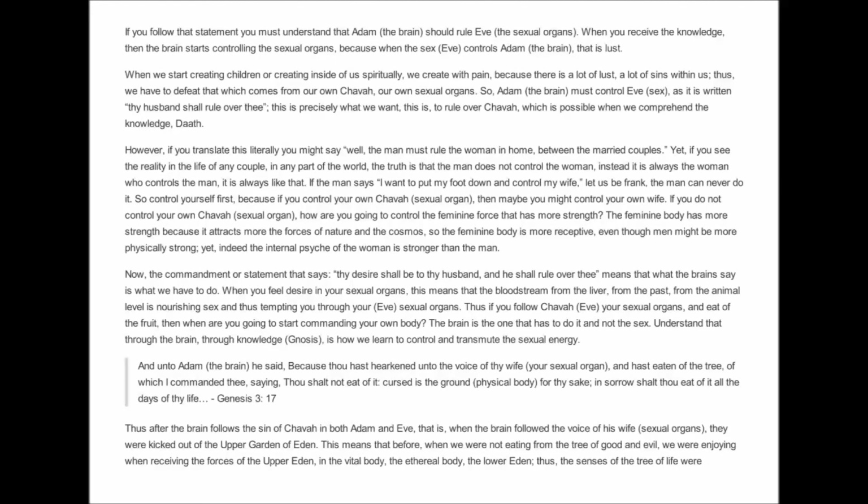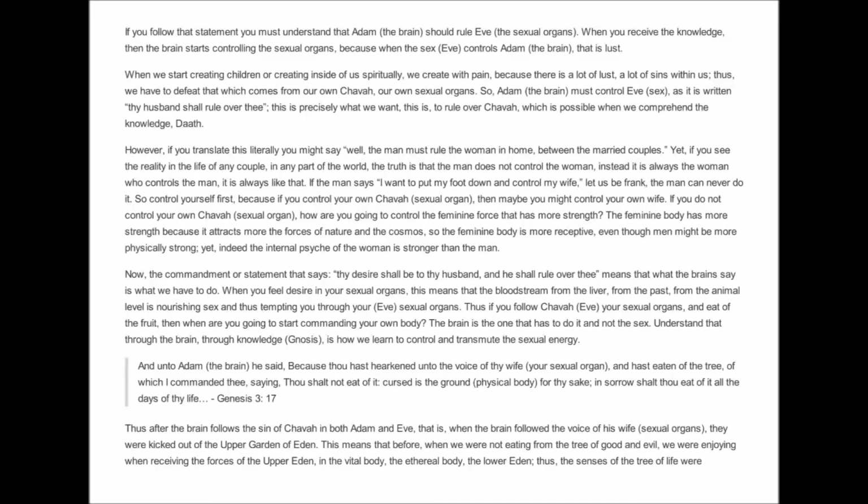So of course, when you start creating children within you spiritually, with pain you create it. Because there is a lot of lust, a lot of sins within you that you have to defeat, which comes from your own Chava, your own sexual feminine organ, your sexual organ. And of course, Adam must control the sex, should rule over you. And that's precisely what we want, to rule over Chava, when we comprehend the knowledge.